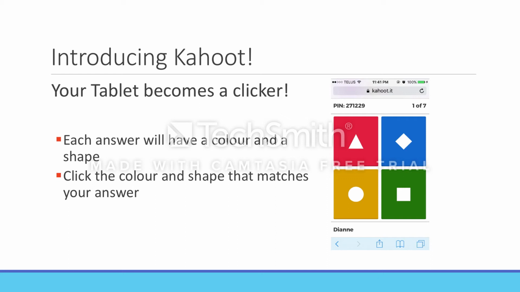You will see all of the answers on the projector screen. Each answer will have a color and a shape. You will need to click the color and shape on your tablet that matches the answer you choose. I am going to go ahead and hand out the tablets now. Please raise your hand if you have any trouble logging in.